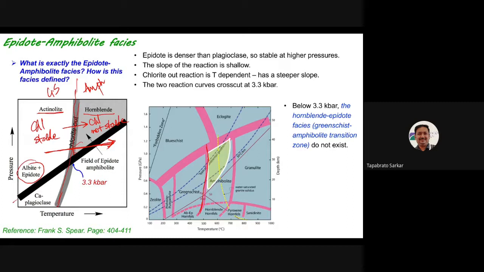It's the same diagram; both have pressure and temperature axes. On the x-axis you have the temperature, on the y-axis you have the pressure. So if you cut out only this part and put it here, this is how it would look. Where this line and this line meet, this is how it would look.